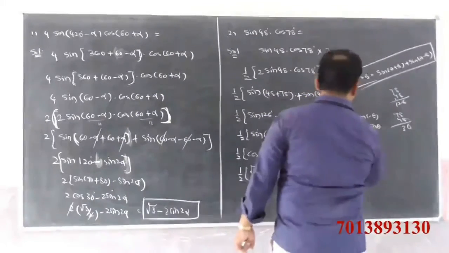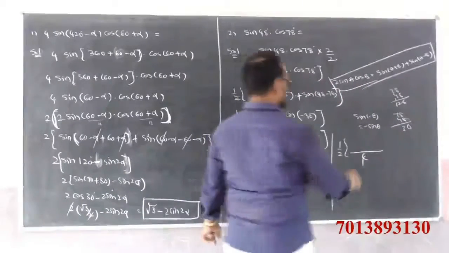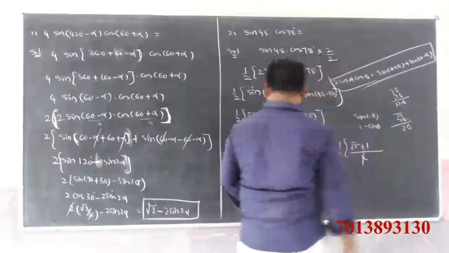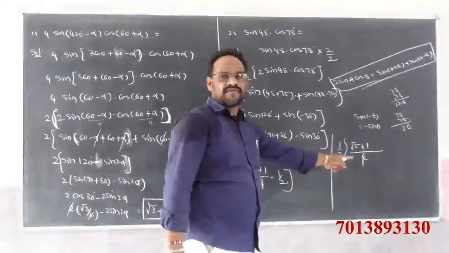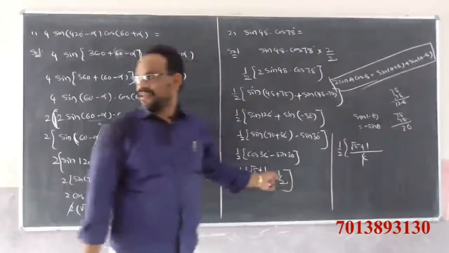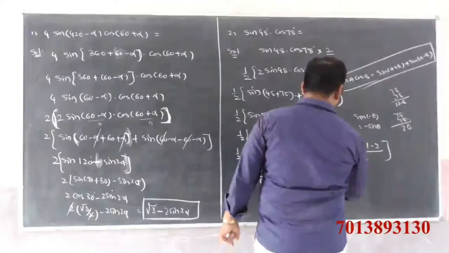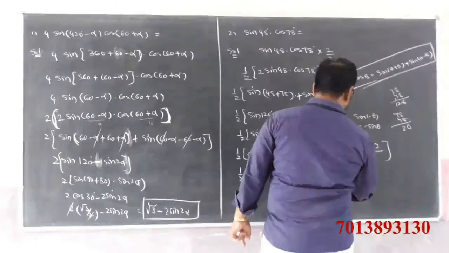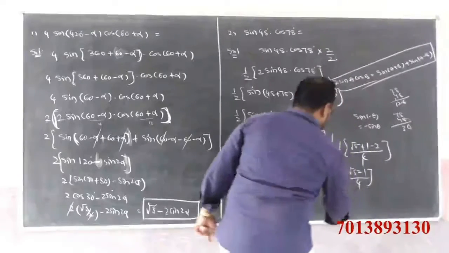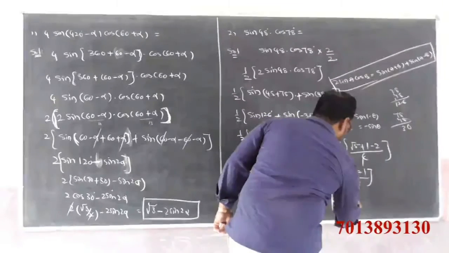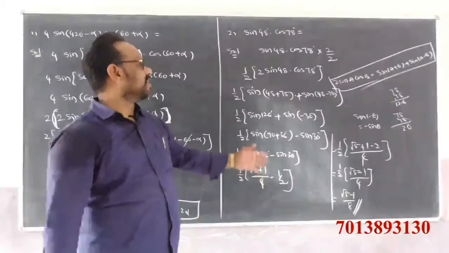clearly the LCM is 4 only. So square root of 5 plus 1, the 4 gets cancelled, we get square root of 5 plus 1, then 2 into minus 1 is minus 2. So 1 by 2 into square root of 5, 1 minus 2 we get minus 1, and multiplying, we get square root of 5 minus 1 by 8 as the answer.